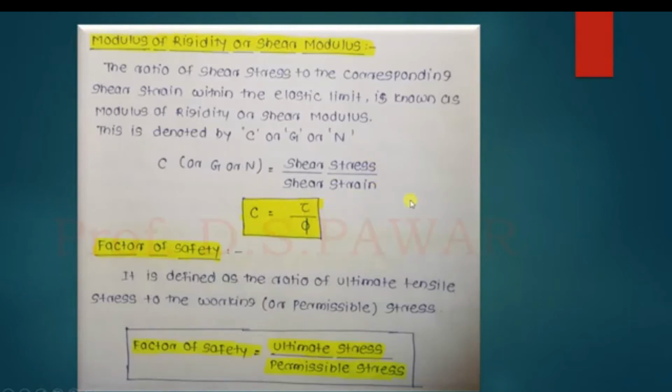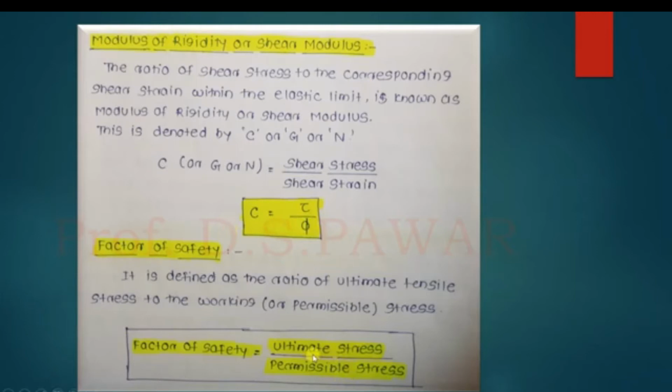And the next important thing is the factor of safety. What is meant by factor of safety? When you are going to consider the design of a concrete structure, or any steel structure design, in that case we have to consider the factor of safety. Safety is our prime concern in the design. What is meant by this factor of safety? The factor of safety is the ratio of ultimate stress divided by permissible stress. This is the simple definition of factor of safety: ultimate stress divided by permissible stress.